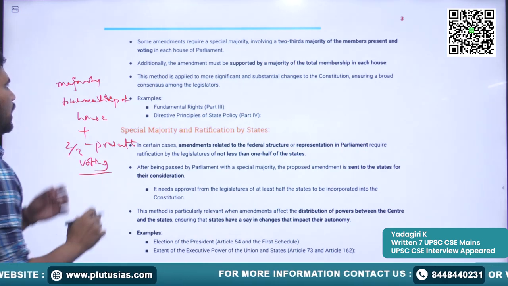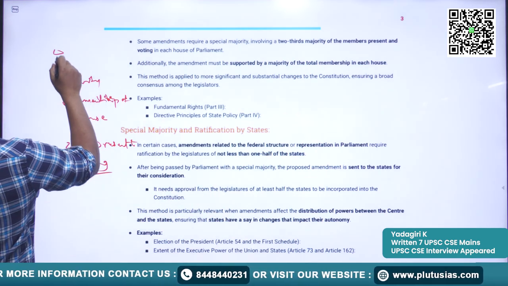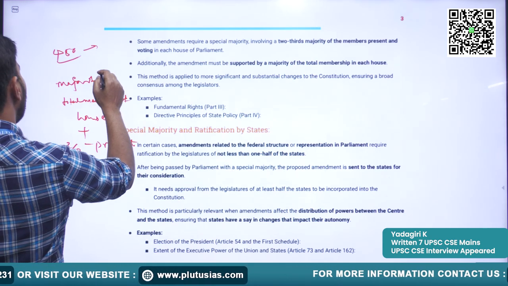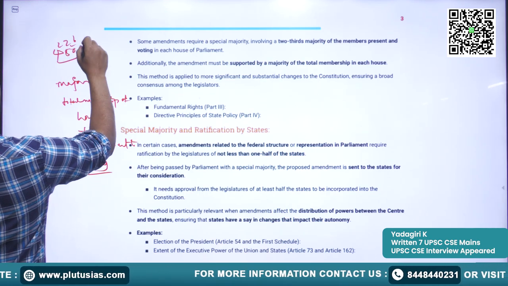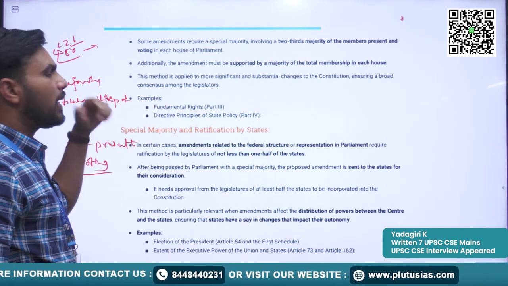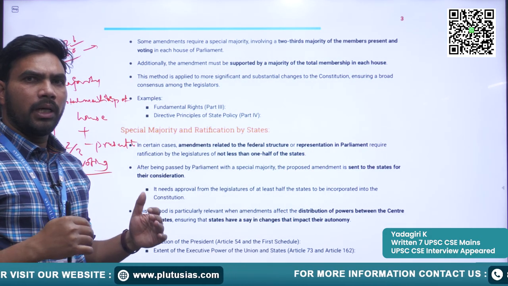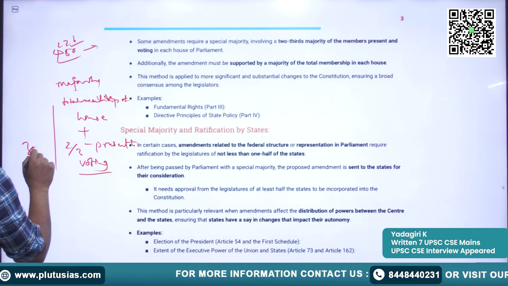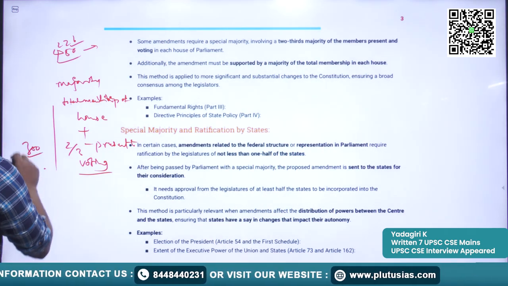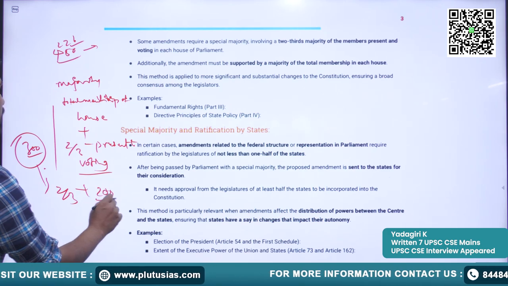Right. So there should be a simple majority in the total membership of the house. For example, we take the total membership of Lok Sabha as 450. So the majority of votes should be more than 225, that is, it should get 226 votes in the Lok Sabha, plus among the members who are sitting and voting. For example, total membership is 450, but only 300 members have attended. So from these 300, 2/3 members should support this resolution. 2/3 means 200.